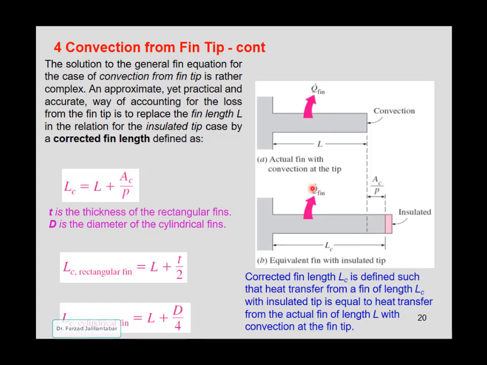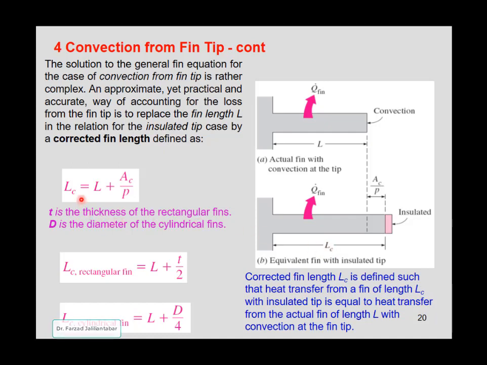So this new length will be LC, but the total heat transfer from the fin is still the same. The only change is the place of the convection heat transfer. Instead of the tip, it will be in the body of the fin. This new length, which is a combination of the previous length and the added length due to the convection heat transfer, is LC, or the corrected fin length.